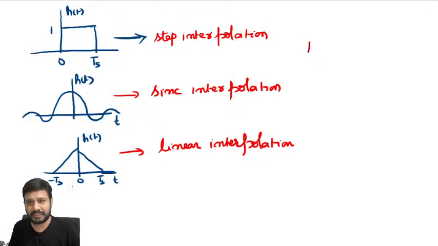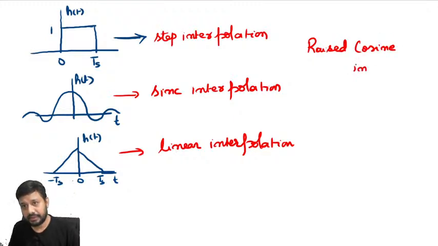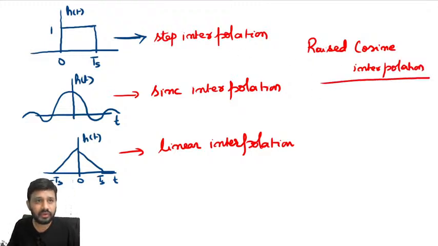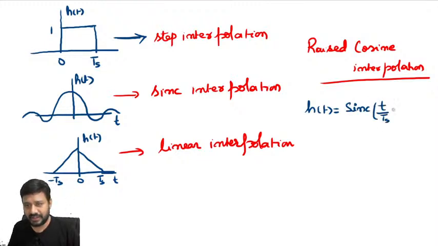Apart from step interpolation, sinc interpolation, and linear interpolation, we have one more type of interpolation known as raised cosine interpolation, whose impulse response can be given like this. It is a modification. Remember, raised cosine interpolation is a modification to sinc interpolation. I am just going to give the impulse response. I am not going to discuss anything about this.